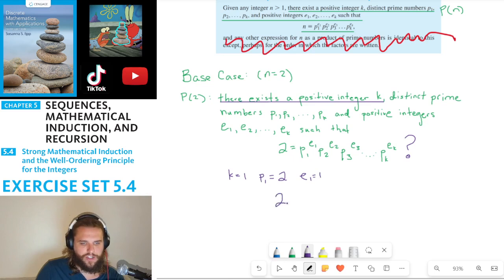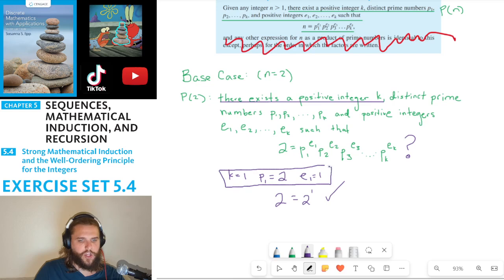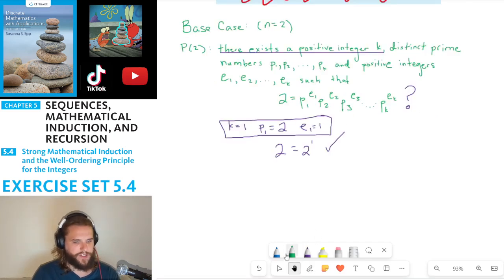And so in this case, 2 equals p sub 1, which is 2 to the 1st power. And so we've proven that this is true using this specific k and this specific p sub 1 and this specific e sub 1. That is the base case. Now let's move on to the inductive step.